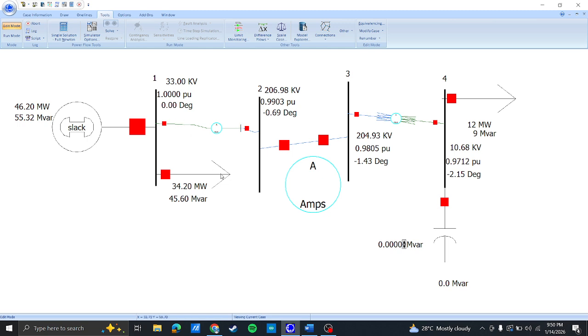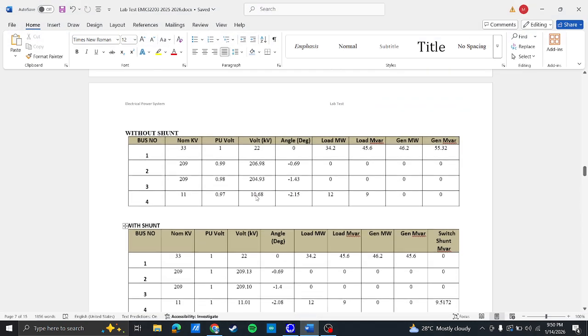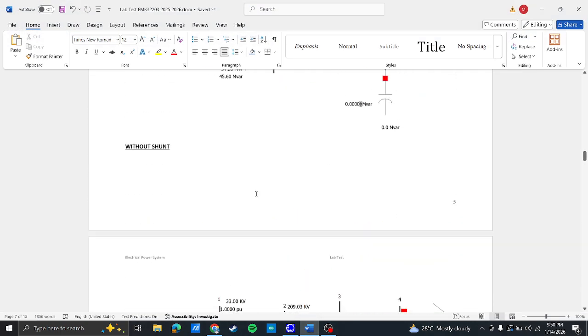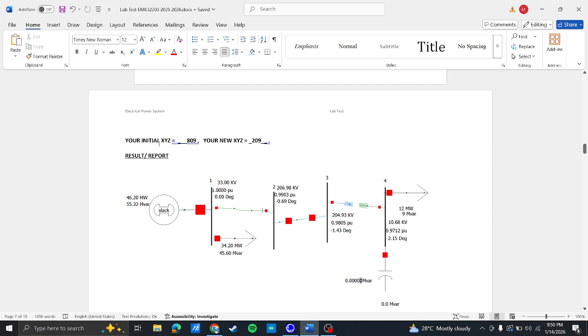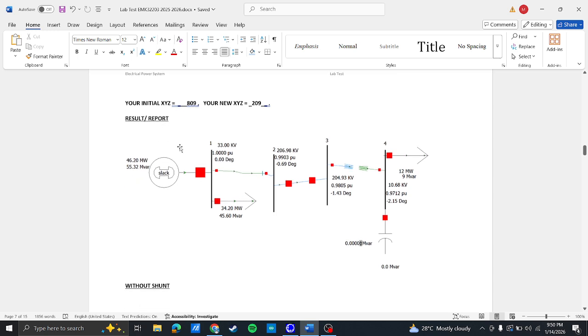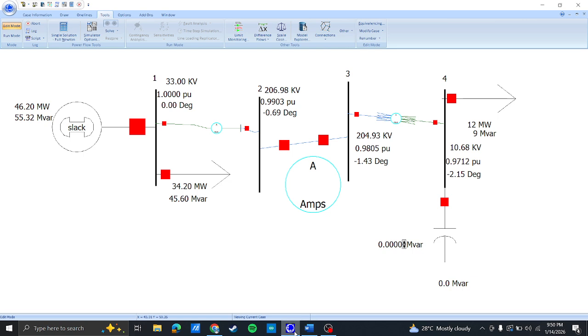According to the matrix number, my voltage in my initial XYZ is 809 and my new XYZ is 209, meaning my circuit will be changed to 209 kilovolt.